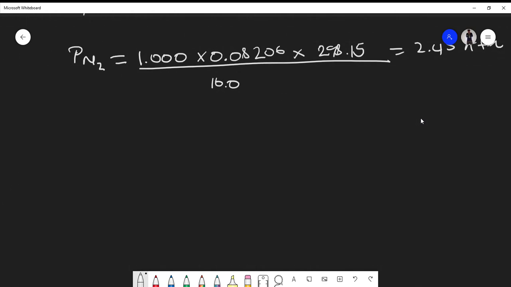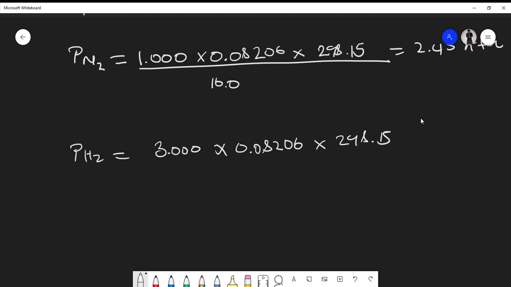We could also do the same thing for PH2, and in this case it will be 3.000, right? Because that is the number of moles of hydrogen gas, and this will be equal to 0.08206, the ideal gas constant, times 298.15, all divided by the volume again, which is 10.0 liters, and this is equivalent to about 7.35 atm.